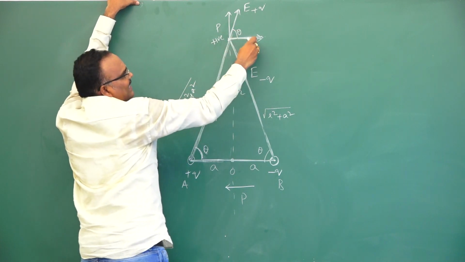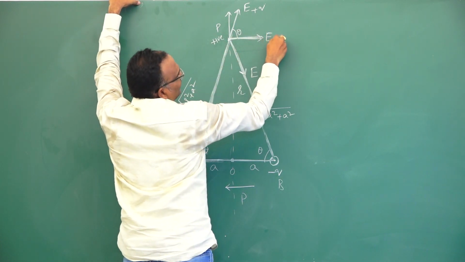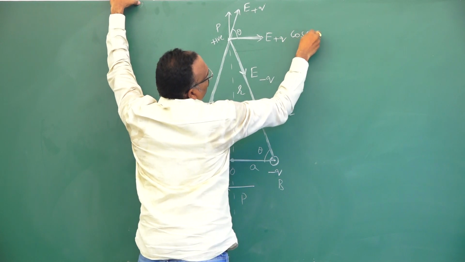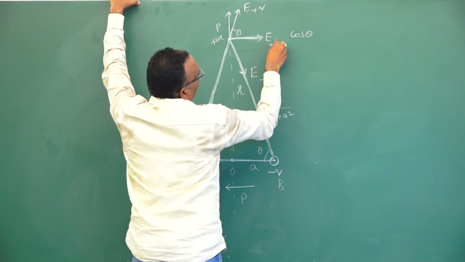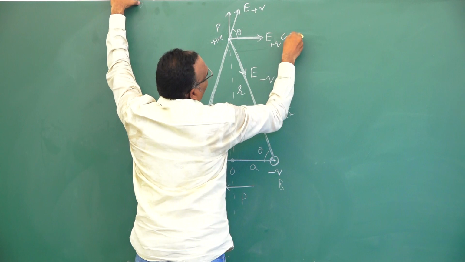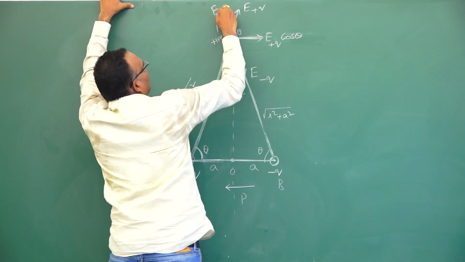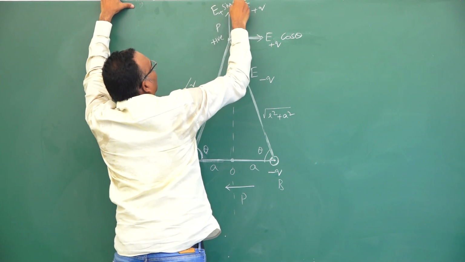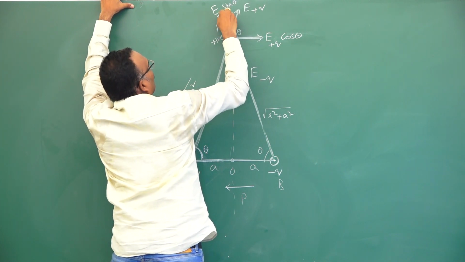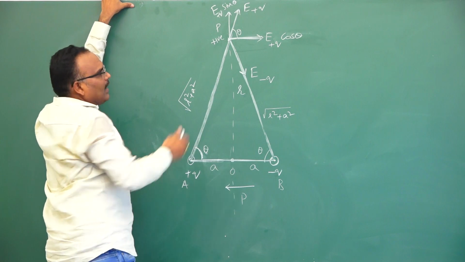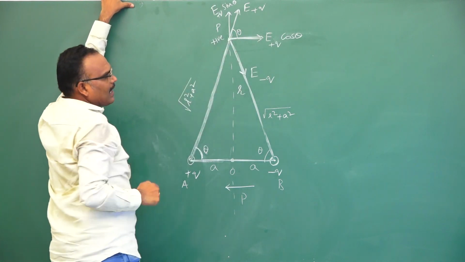If this is theta, this is the adjacent side: E plus Q cos theta. I'll write plus Q in suffix, you also write like that. E plus Q cos theta. This is E plus Q sin theta. E plus Q sin theta is the vertical component, and E plus Q cos theta the horizontal component.